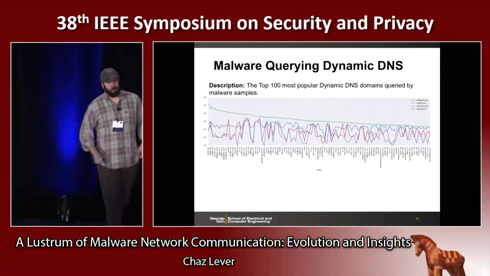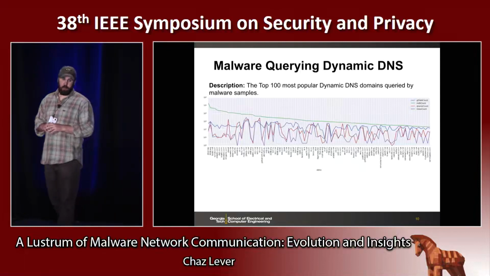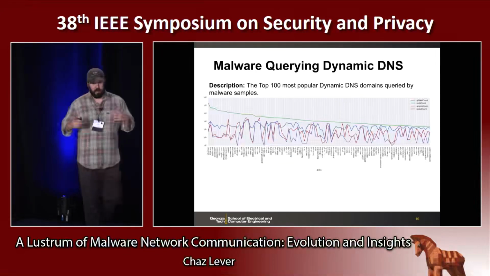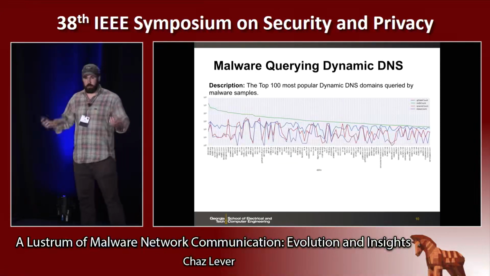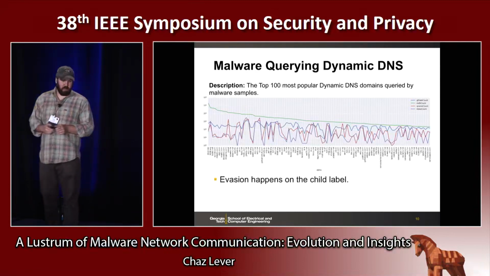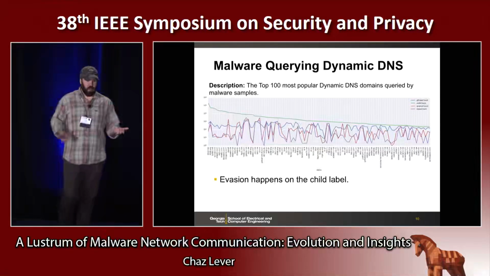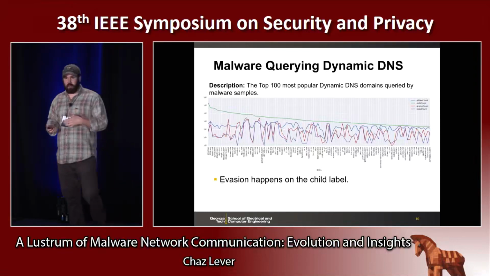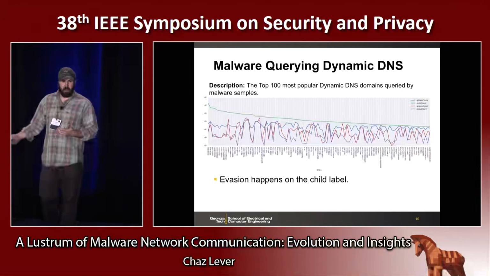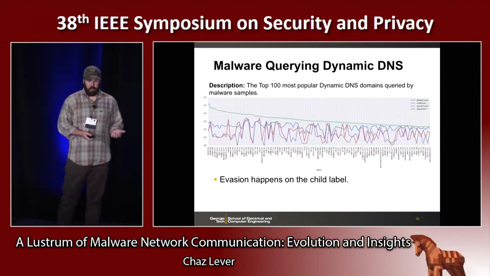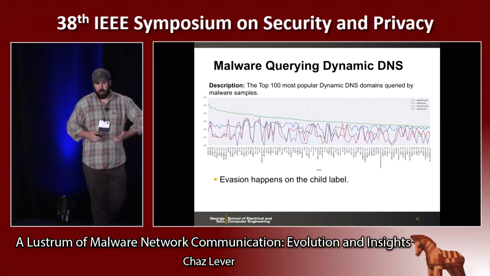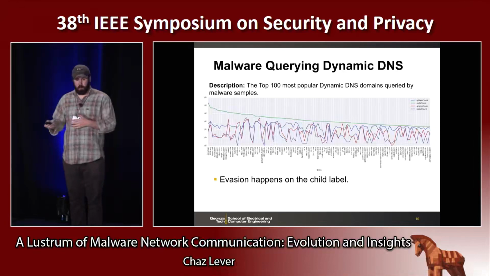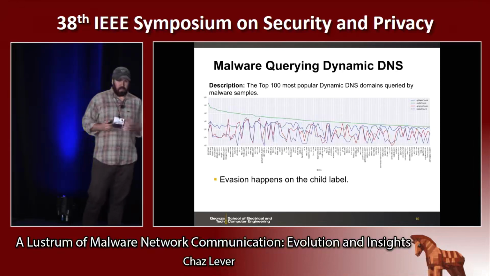And another thing that we looked at was how often does malware query dynamic DNS providers? And this shows the top 100 most popular DNS providers that we saw queried by the samples that we had in our data set. And what we saw is that unlike the previous case with domain polymorphism, evasion here happens on the child label. So attackers don't register the effective second-level domain. Usually that's owned by the DNS provider. So they'll register a label underneath that domain, and that's where the evasion will happen. But this also means that you can't block that effective second-level domain because you might block legitimate behavior as well as benign behavior. So that's a challenge that we have here.